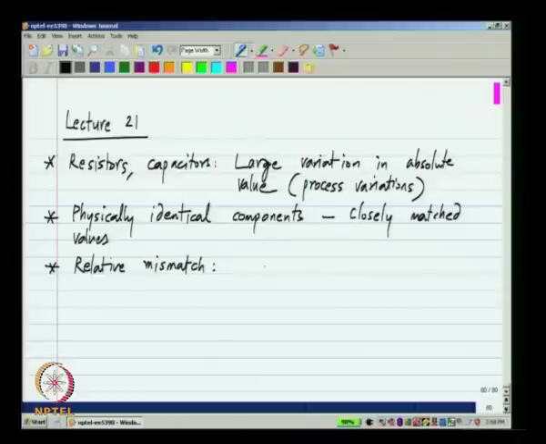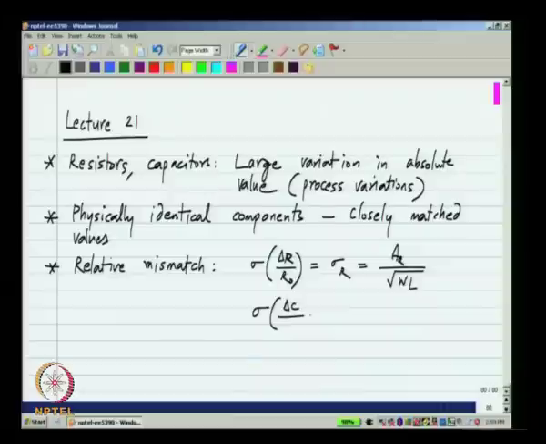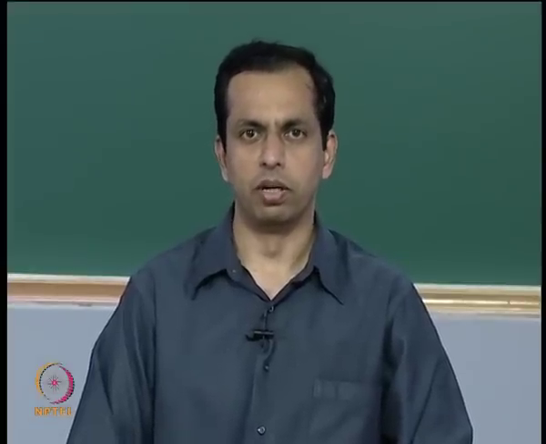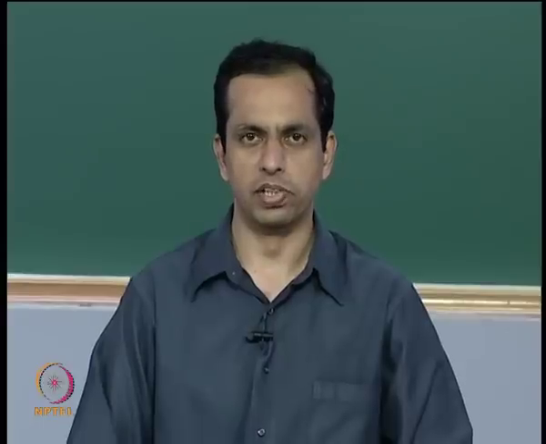is related to the physical size. The standard deviation of delta R by R, that is the difference in the value between a pair of resistors to the nominal value of the resistor R naught, which is usually called sigma R, is given by A R by square root of W L, where W and L are dimensions of the resistor. Similarly, delta C, the difference in values between a pair of nominally identical capacitors to the mean value of the component is sigma C, and that is given by A C by square root of W L. And A C and A R will be given to you by the process foundry. Based on this, you can figure out exactly how big to make the resistor or the capacitor.